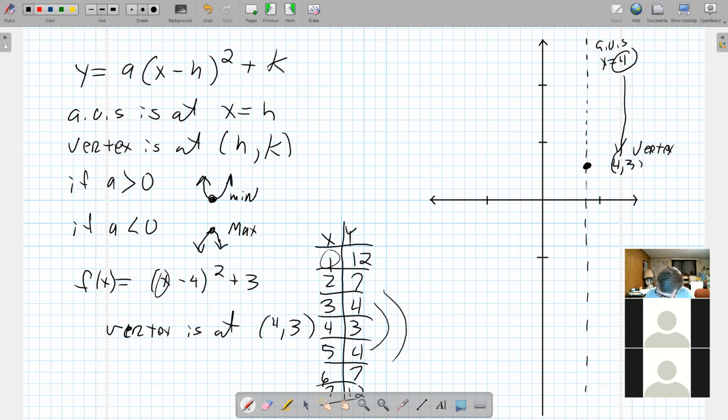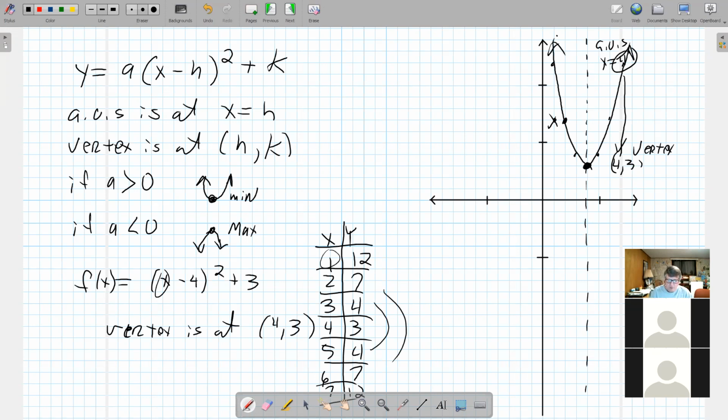So our graph is going to be what? (1, 12), (2, 7), (3, 4), (5, 4), (6, 7), (7, 12). And again, we're going to get, let's see. Oh, I plotted that point in the wrong place. That's why things were looking kind of weird. So we get this picture.